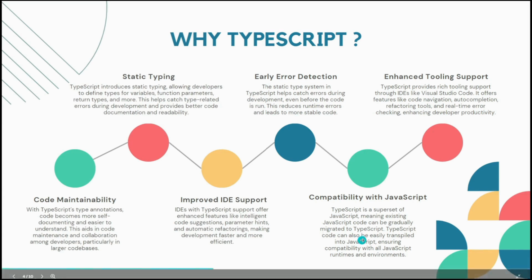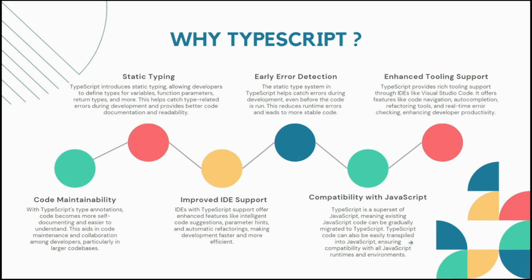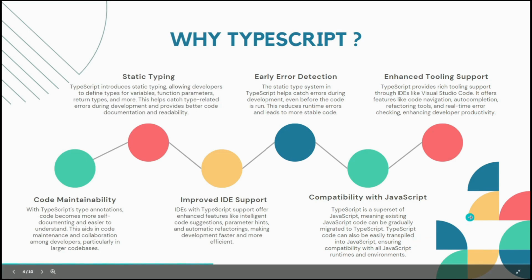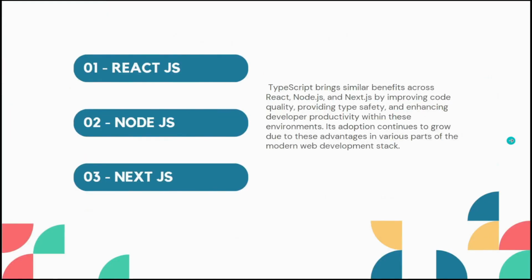Okay, so TypeScript code can also be easily transpiled into JavaScript. That means you can easily write your JavaScript code in TypeScript, or you can convert your TypeScript code to JavaScript, which we are going to see later on. Okay, so now ensuring compatibility with all JavaScript runtimes and environments. That means whatever features you have in JavaScript, whatever supports JavaScript, for example, Node.js, React.js, and Next.js, you can write TypeScript code in Node.js, Next.js, or whatever you are thinking which is using JavaScript, right?